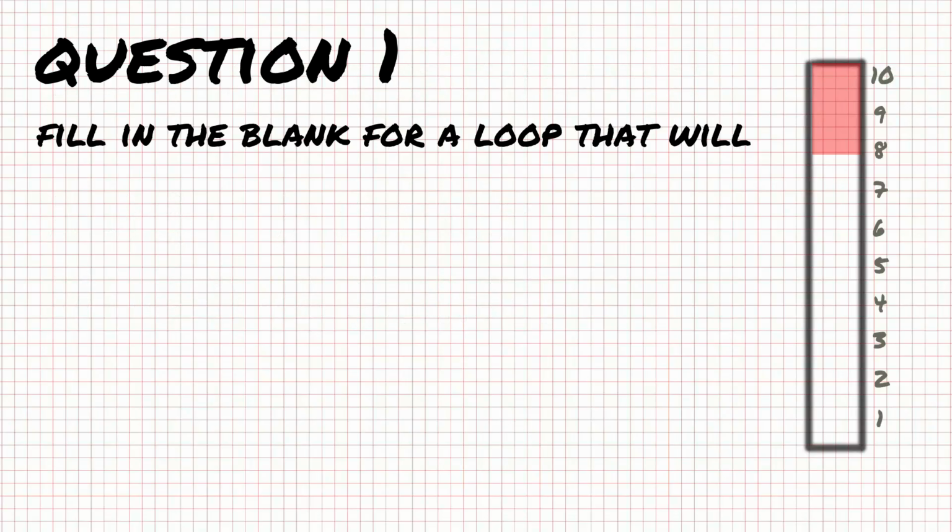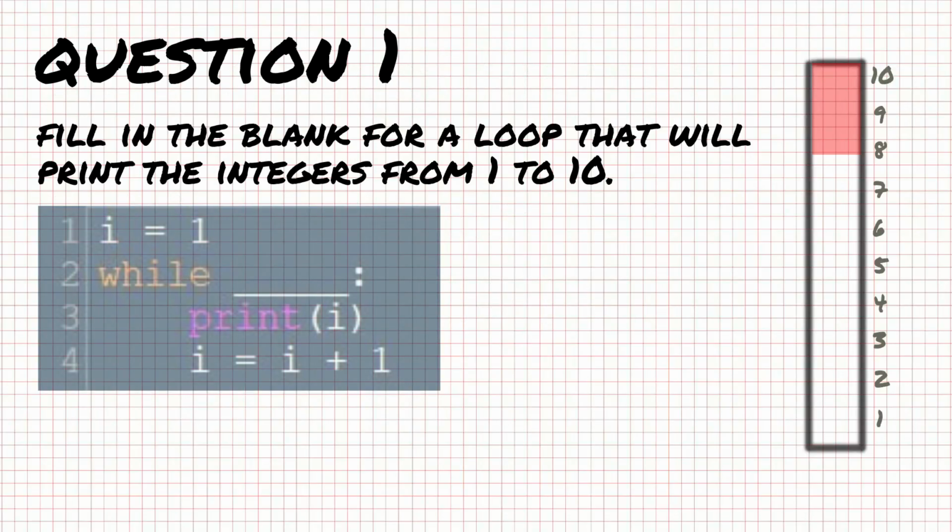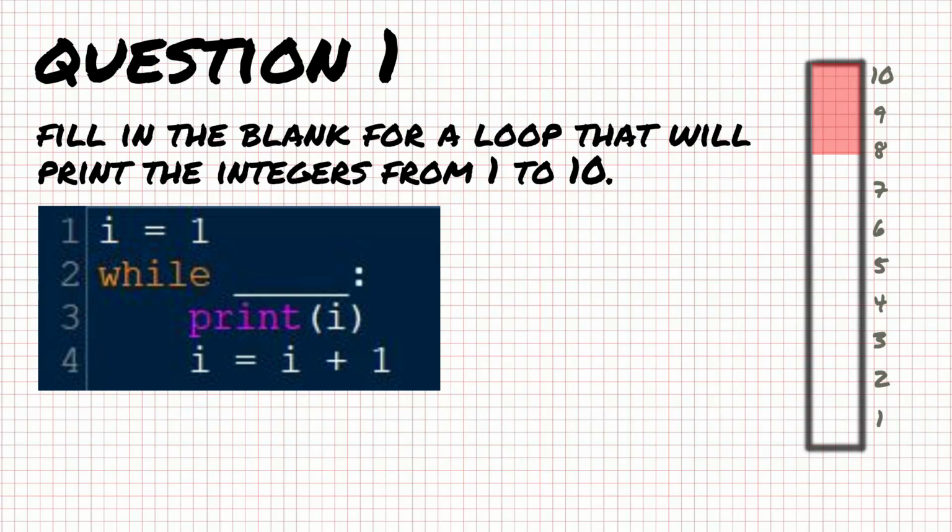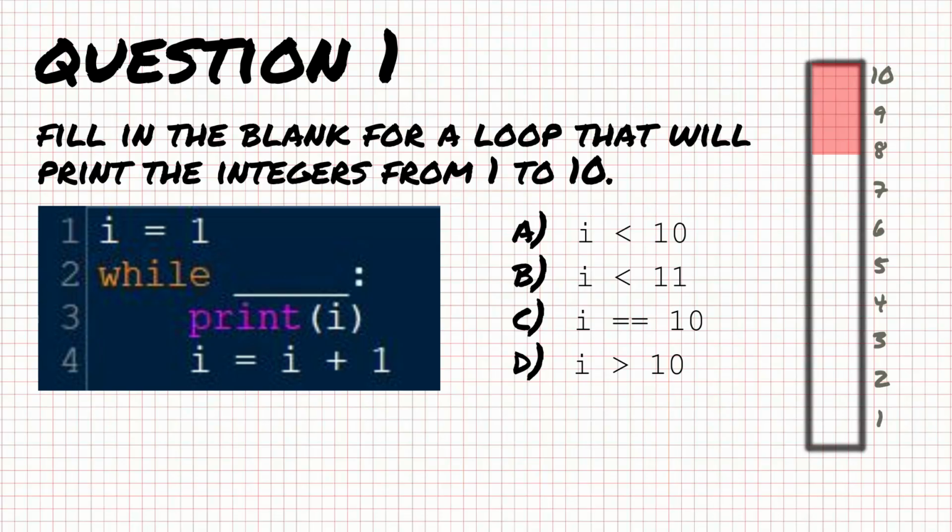Question 1. Fill in the blank for a loop that will print the integers from 1 to 10. I equals 1, while blank, and then indented, print I, I equals I plus 1. Is it A, I less than 10, B, I less than 11, C, I equals 10, or D, I greater than 10?